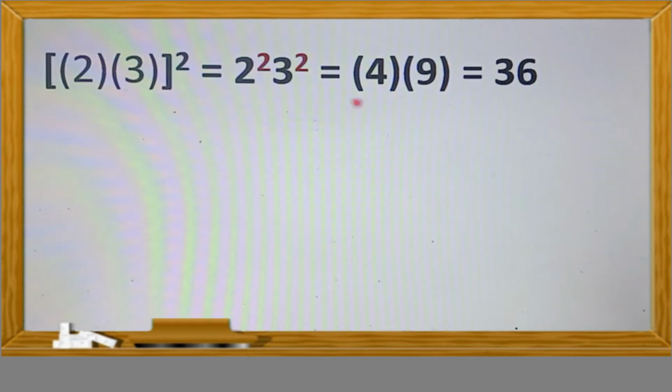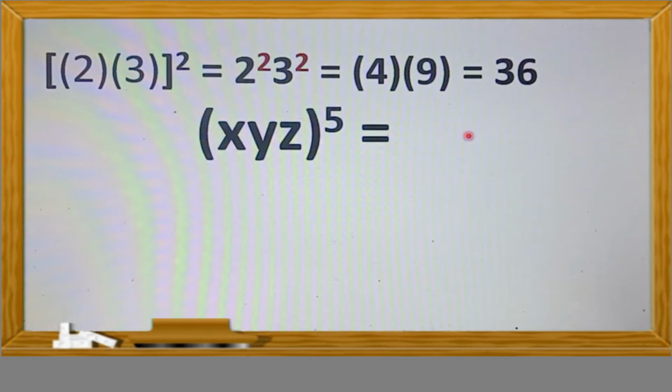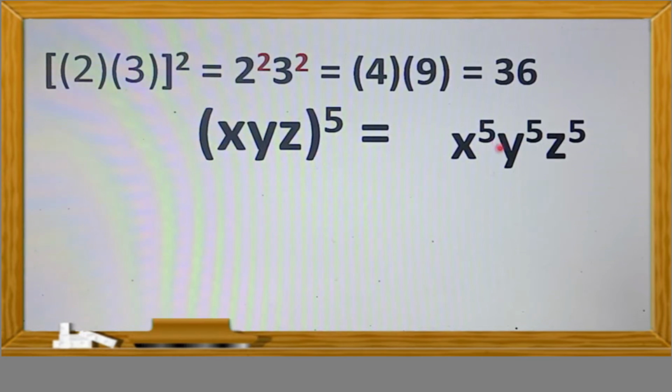Where does this come from? We have 2 times 2, 4. Then 3 times 3 equals 9. It multiplies itself by itself, which is what square means. Next, we have xyz raised to 5, which is equal to x raised to 5, y raised to 5, and z raised to 5. We just distribute the exponent outside to each factor inside.